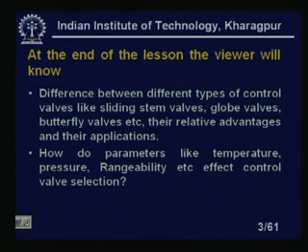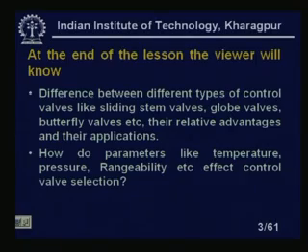How do parameters like temperature, pressure, rangeability, etc., affect the control valve selection? These obviously come in the selection of the control valves. Rangeability means total range or the capacity. Sometimes we call it the capacity of the control valve, sometimes we call it the rangeability. These are basically the same.